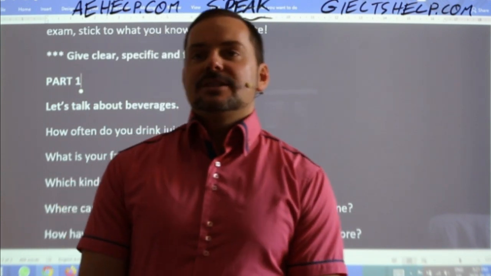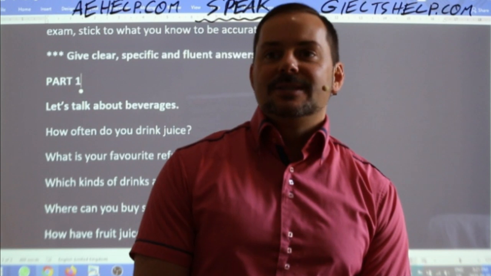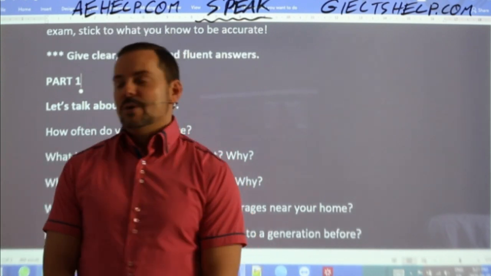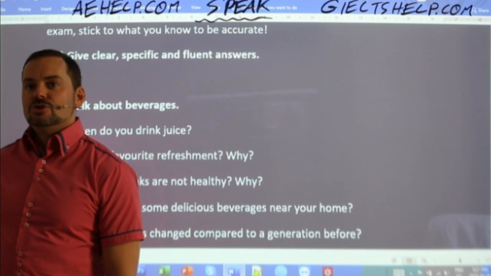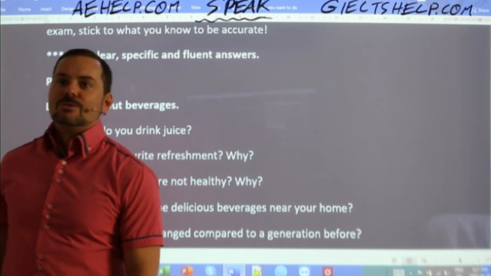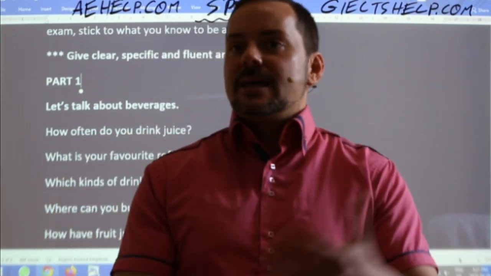Pachu Yadav says, I drink juice once a week because it contains a lot of minerals and vitamins. These nutrients help me build my health and stay strong. Nicely done, Pachu. So once a week. You can also tell me what kind of juice. Mango juice, apple juice, orange juice. Use that lexical resource. Build up that lexical resource mark.